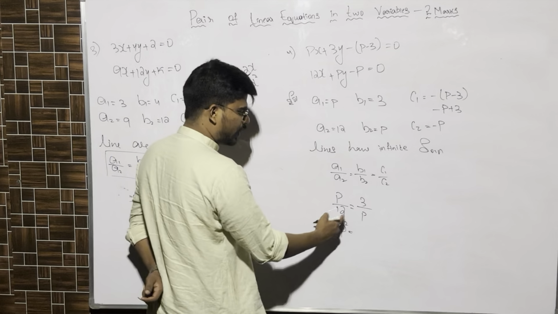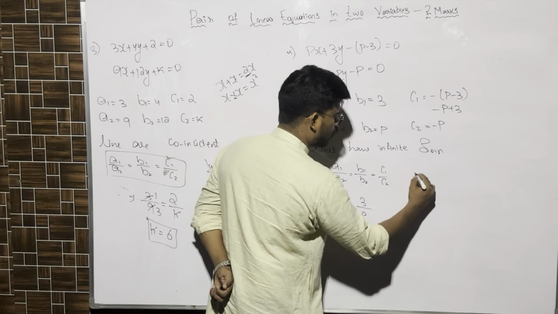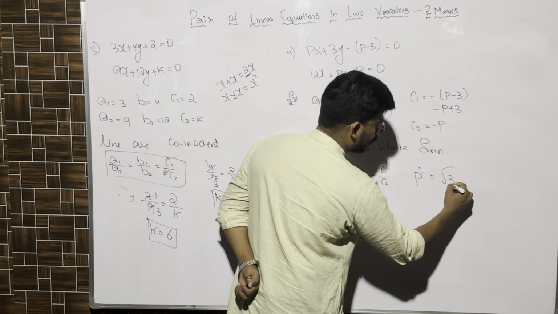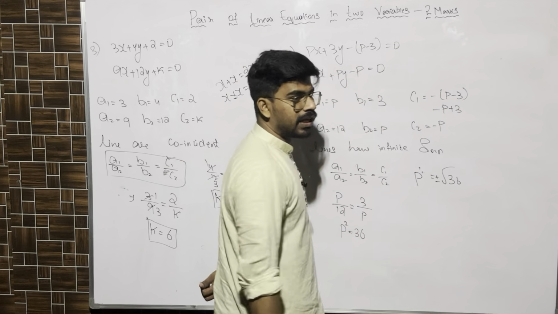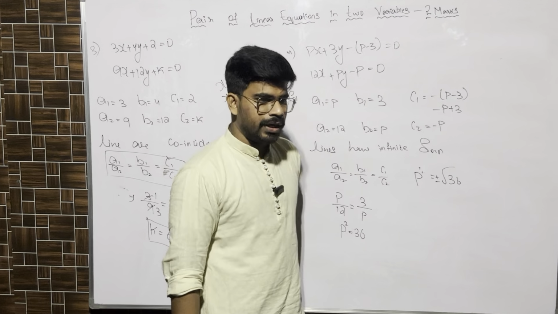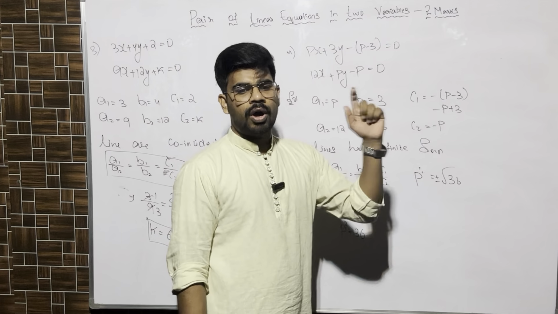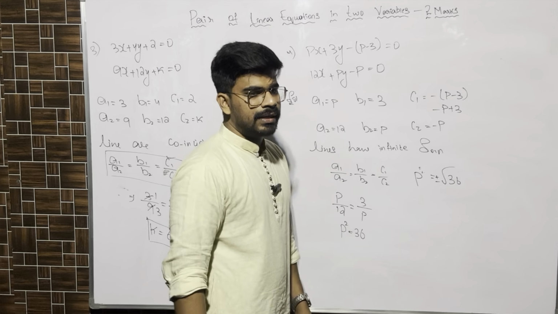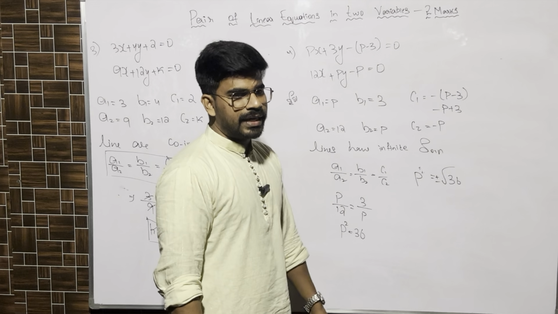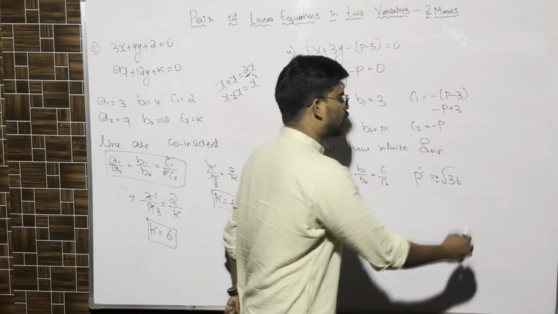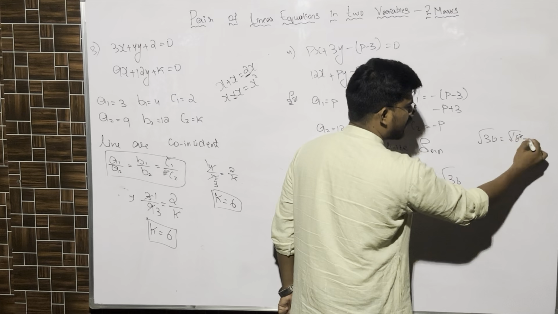p square is equal to 12 threes, 36. 12 threes are 36. If I send the square over there, it will become root. p is equal to root 36, but what is it? Plus or minus. Yesterday in the class, I already told, whenever we send a square over there, it becomes root, but along with that, plus or minus will come. Either the value will be plus or it will be minus. What is the value of root 36? 6. Root 36 can be written as root of 6 square. The square root gets cancelled. You will have only 6.